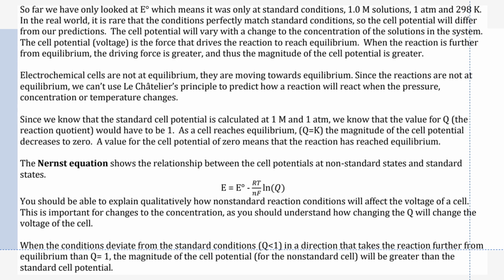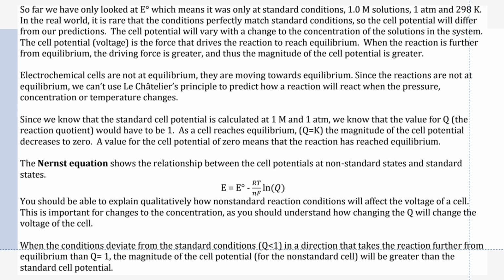We've already used the Nernst equation. It shows a relationship between the cell potentials at non-standard states and standard states. E equals E0 minus RT over nF, natural log of Q. You should be able to explain qualitatively how non-standard reactions will affect the voltage of a cell. You should understand how changing Q will change the voltage.